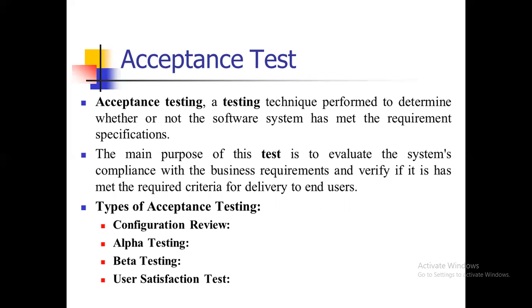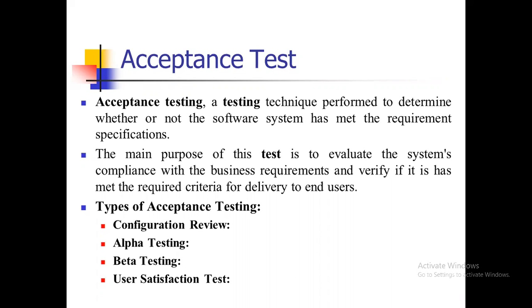The main purpose of this test is to evaluate the system's compliance with the business requirements and verify if it has met the required criteria for delivery to the end users or not. We have to match the criteria for delivery to the end users, based on the requirements the system is going to perform. There are several types of acceptance testing: configuration review, alpha testing, beta testing, and user satisfaction test.